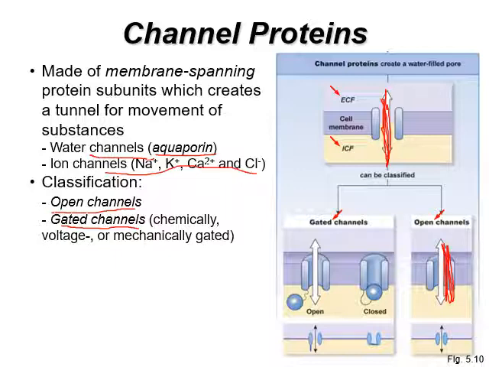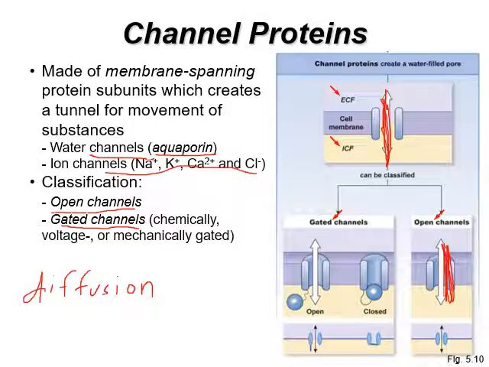The other thing I want you to realize about channels is there is no active transport taking place through channels. Channel proteins utilize passive transport. So when we hear the word passive transport, what are we talking about? We're talking about diffusion, right? So only diffusion can take place through a channel. We will see later that carrier proteins can do diffusion, but they can also cause active transport. But for channel proteins, it is diffusion.